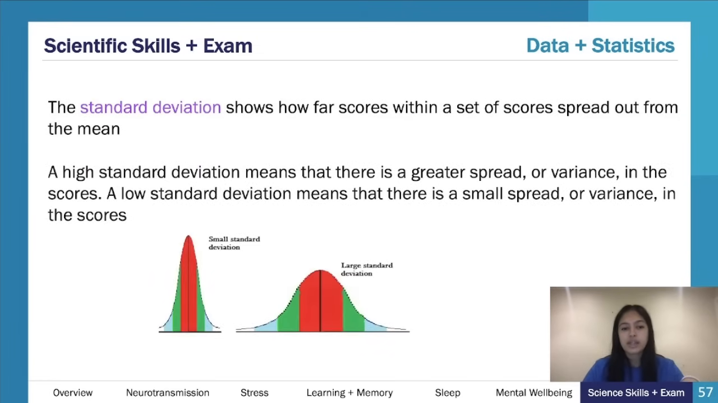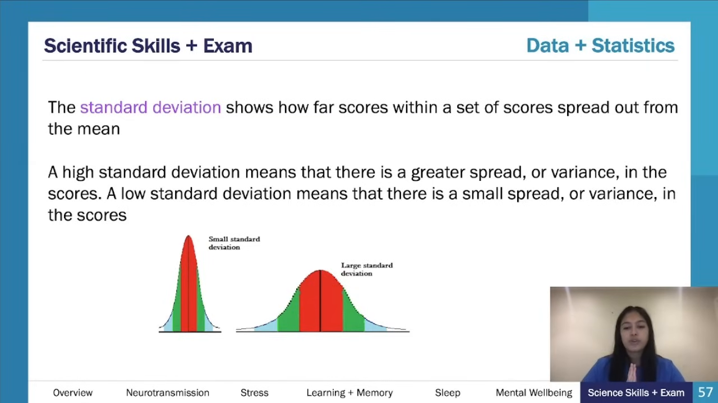Your standard deviation. Basically the goal here is you want what you've got here on the left. You want a small standard deviation because a standard deviation basically measures, you've got your mean, what we've just talked about, so kind of the average of the group. It measures how far from the average the results were.